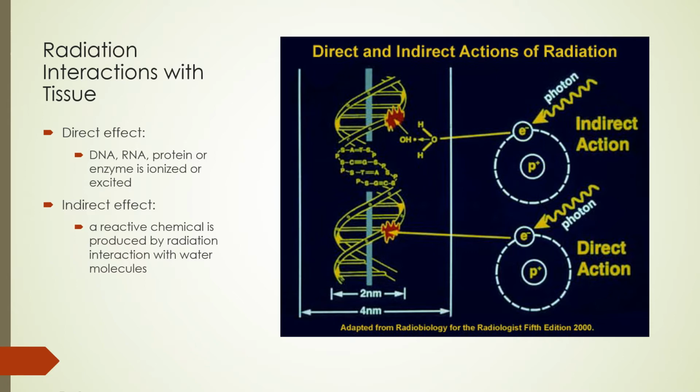This occurs when a photon directly ionizes or excites a DNA molecule, as shown in the lower half of this figure. The other way radiation can interact is by indirect effects. In this case, a reactive chemical is produced by radiation interaction with water molecules. This reactive chemical species then attacks and damages DNA molecules. Because tissue is made up mostly of water, indirect interactions are more common than direct interactions.